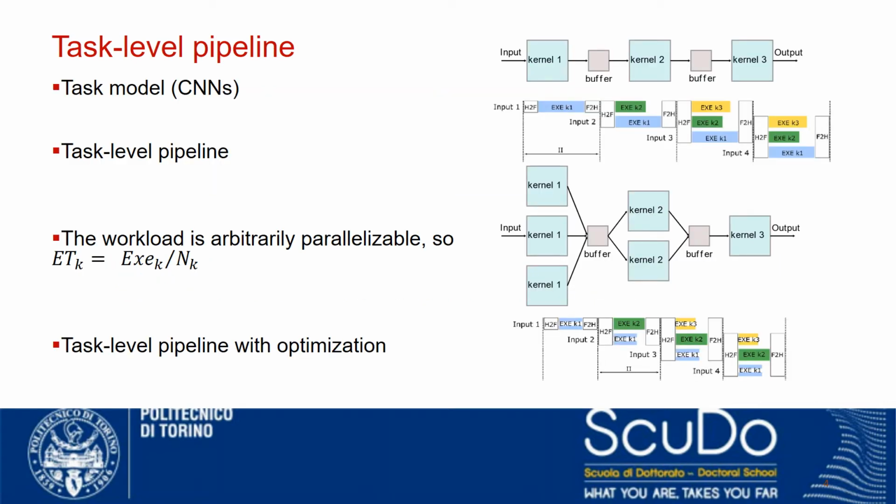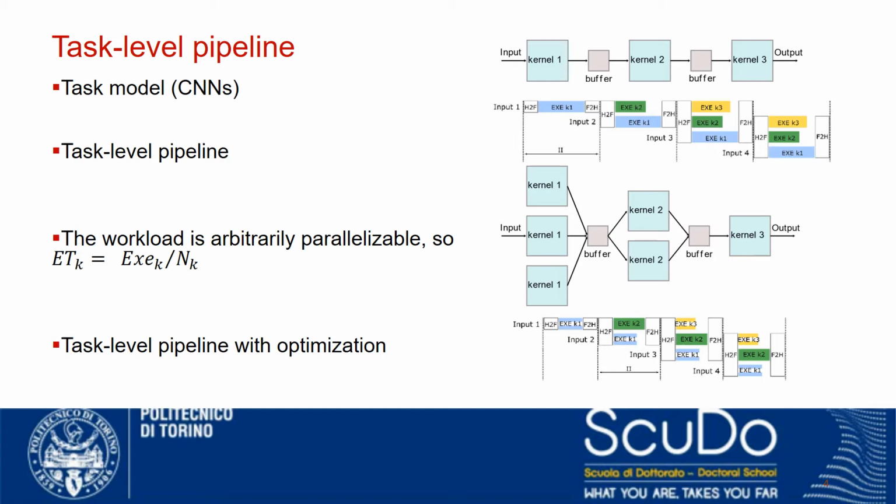The application task model is shown in the top figure. Convolutional neural networks fit perfectly in this model. If we globally pipeline the kernels, the timeline can be shown in the second figure. The initiation interval is determined by the slowest kernel. In this case, it's kernel 1.